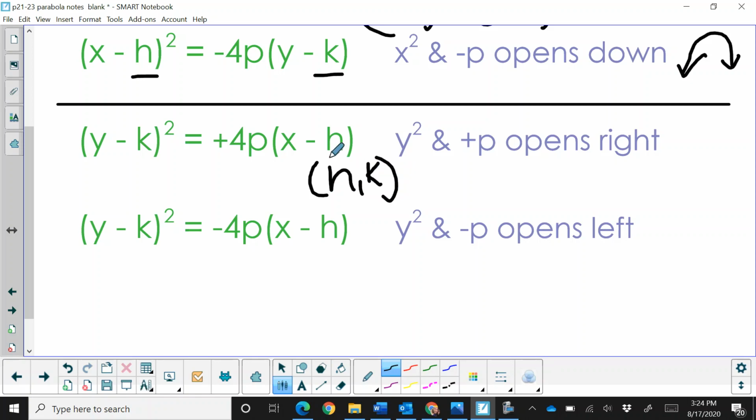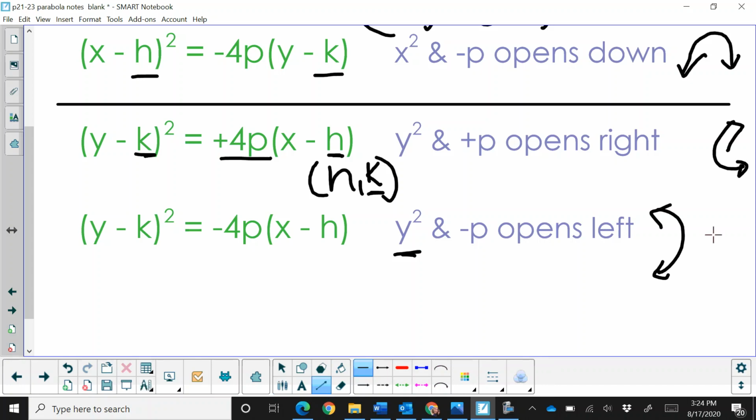And one of the things you've got to remember is the h goes with the x and the y goes with the k when you identify that vertex. This one's a y squared, and the p, the 4p part, is positive, so it opens to the right. And then the final form is the quantity y minus k squared is equal to negative 4p x minus h. A y is squared, but the p is negative. So yes, indeed, it does face to the left. Okay, and those are the four basic equations for a parabola.